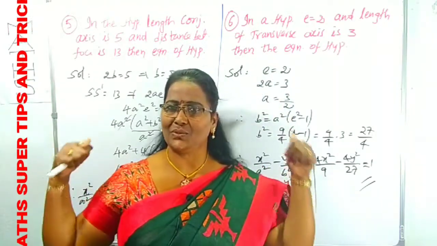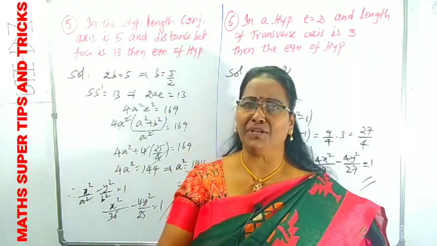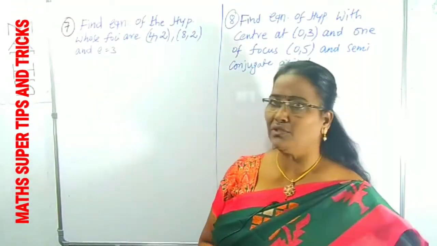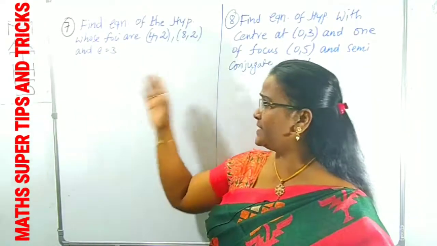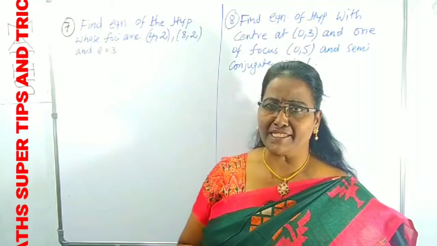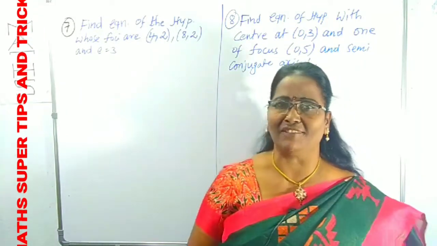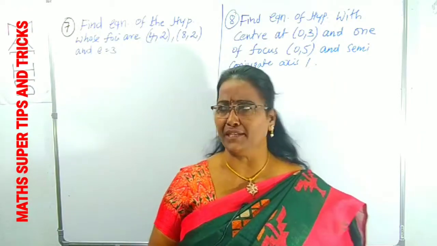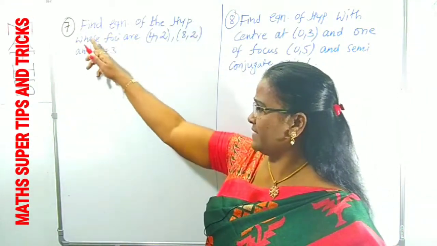Is it clear? In these two questions, what you can observe is how you can find the hyperbola with the given conditions. Clear? Now you can come to question number 7 and 8. Here also it is asking for the equations of the hyperbola, with various conditions given. Now question number 7, what is given, you have to read that first. Reading the question is very important.